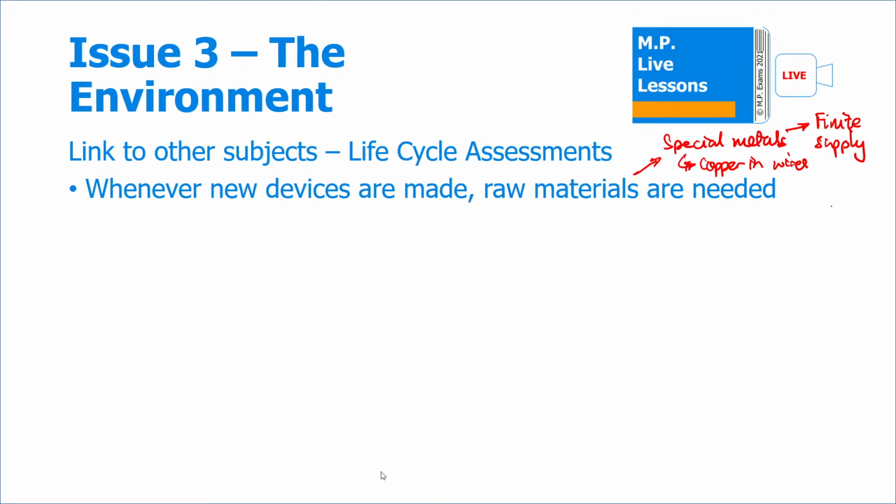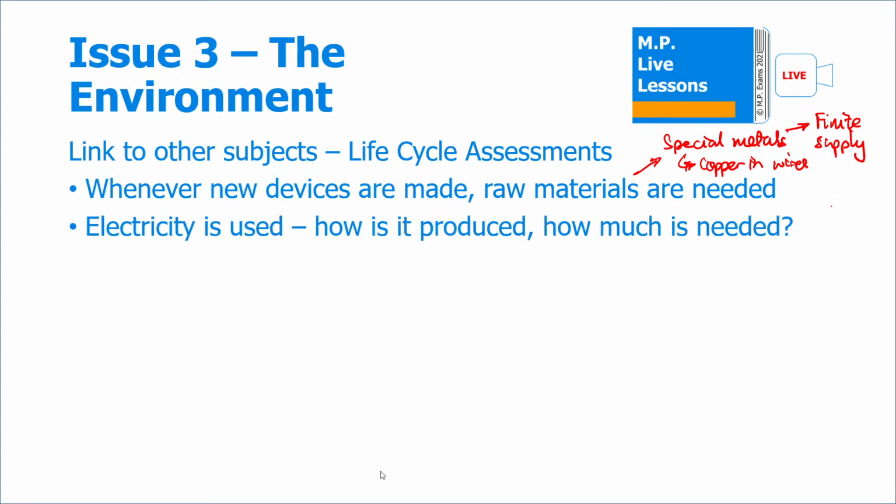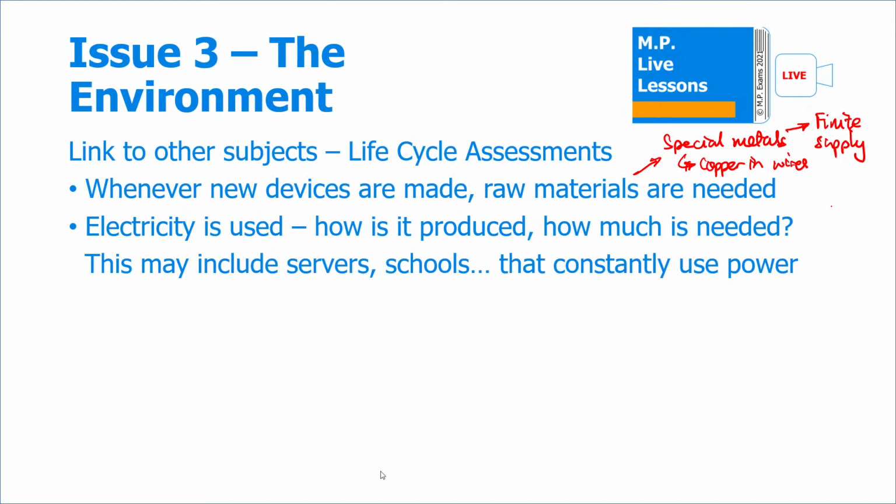Now, next, after you get the materials, you'll need energy or electricity to manufacture it. You'll then have other things when you use the device itself. Again, electricity. For example, how much is needed? That's like your power rating. Problem is that some electronics need to be on all the time, such as servers at schools.